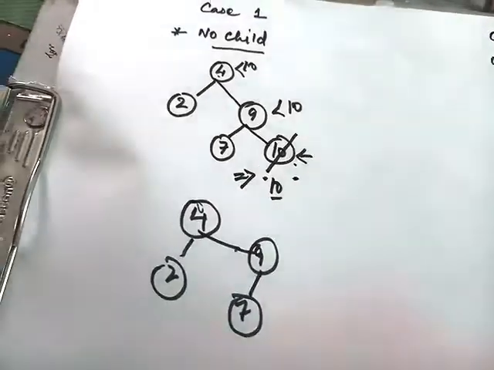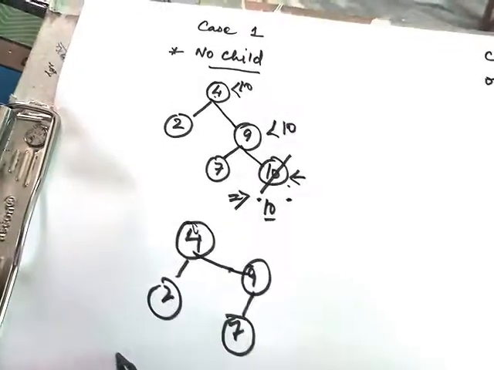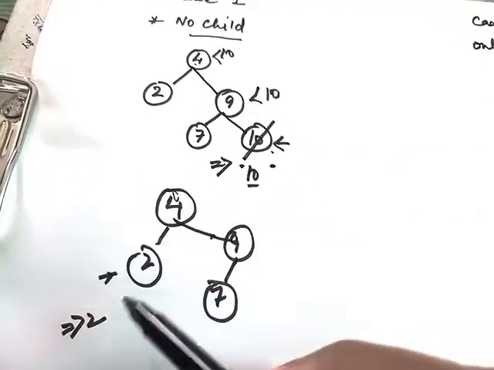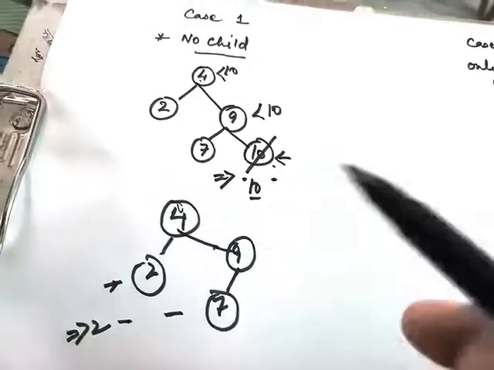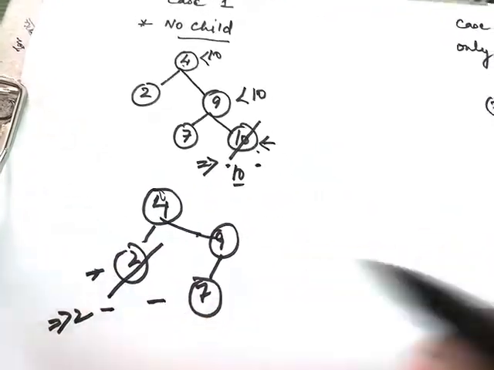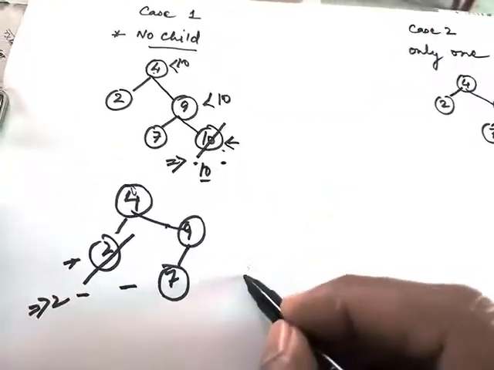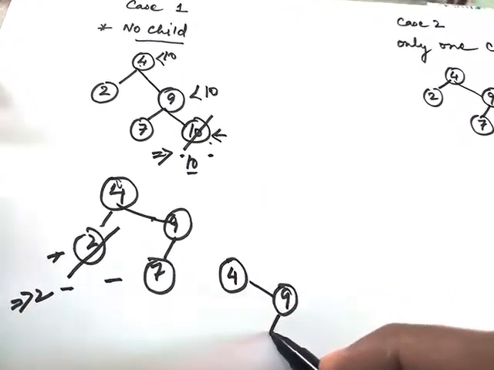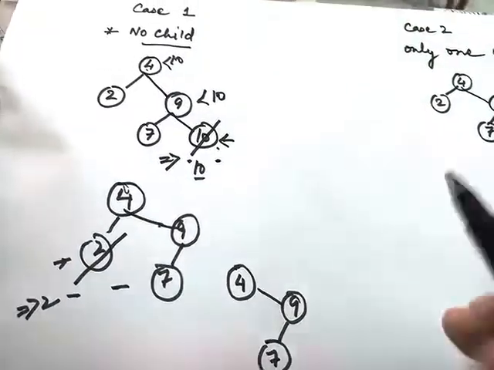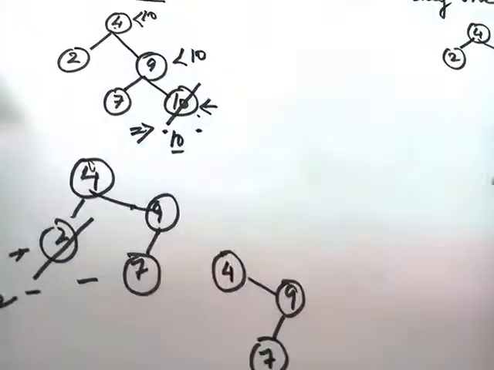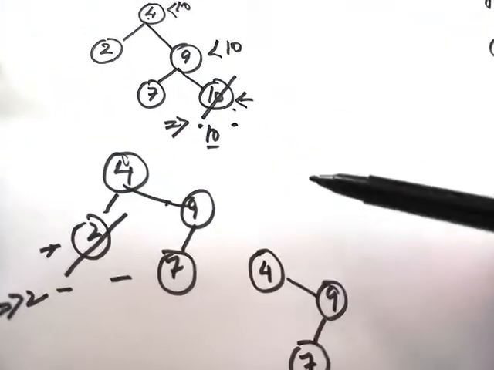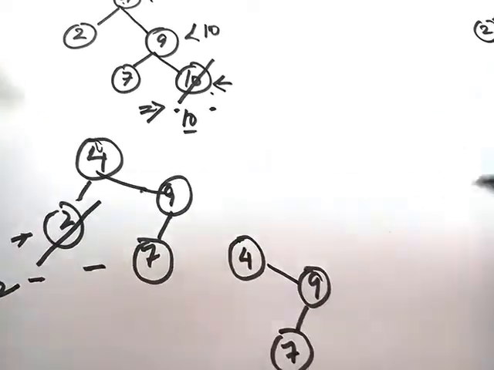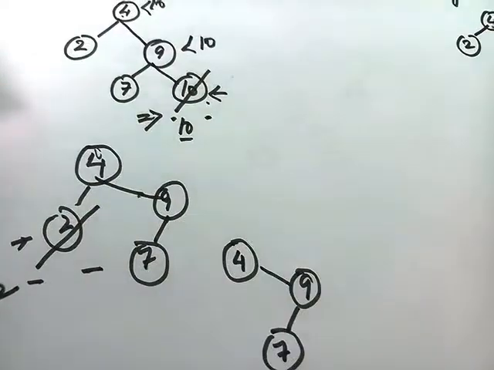And again, suppose I want to delete this 2. Since 2 has no left child and no right child, we simply delete it. And what is the resultant tree? 4, 9 and 7. So this is the tree. The final idea is that after deletion it should remain a BST, and it should follow all the properties of the BST.